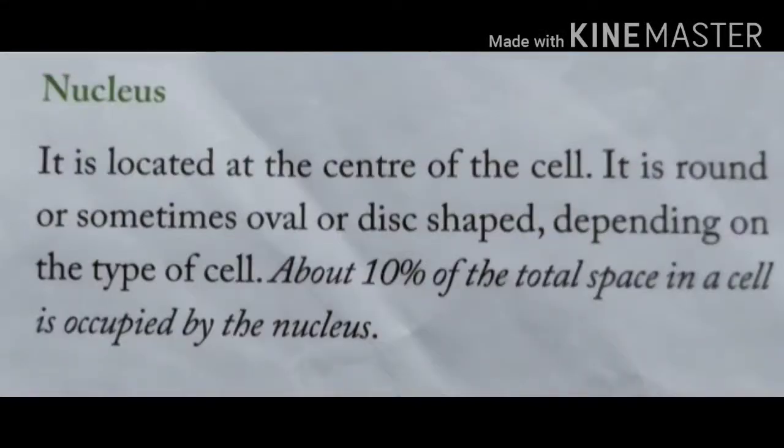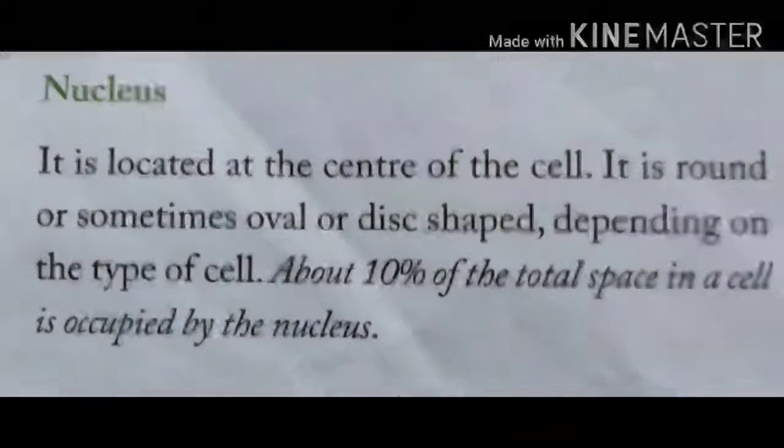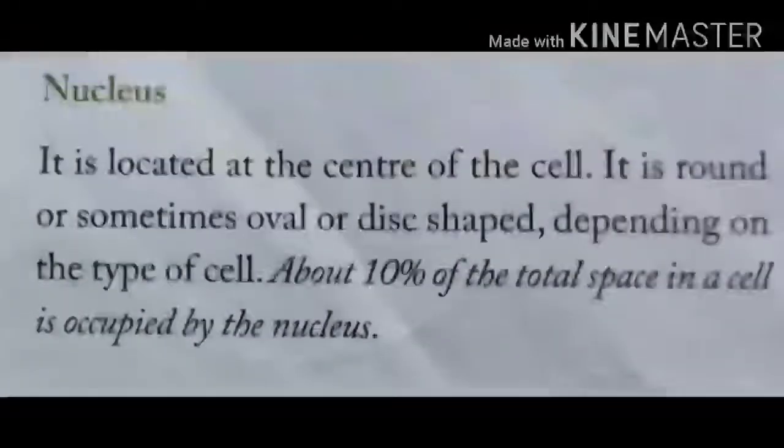And let's move to the nucleus. We know that it is located at the center of the cell. It is round, or sometimes oval or disc shaped. Depending on the type of cell, about 10% of the total space in a cell is occupied by the nucleus. We can say that the center of the cell is the nucleus. It is round or oval in shape.